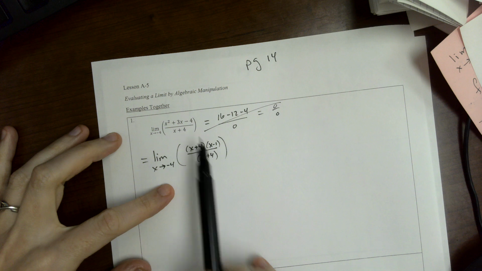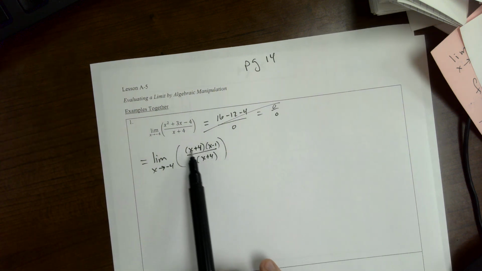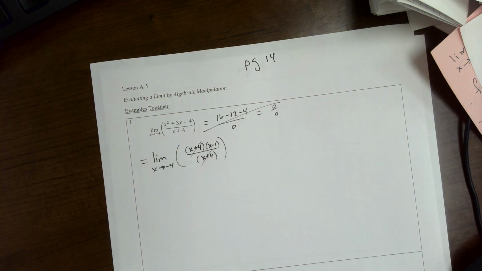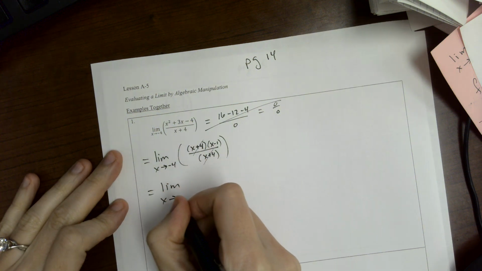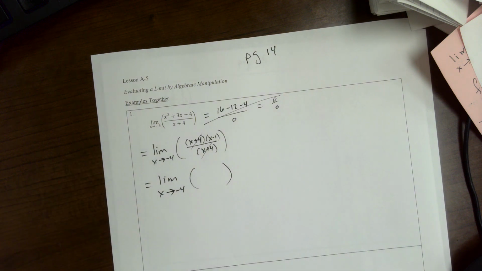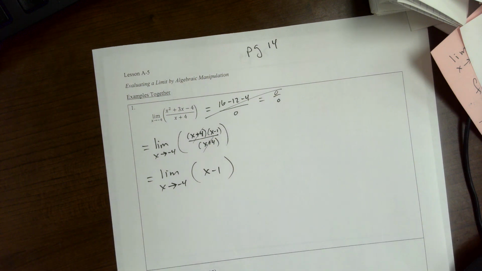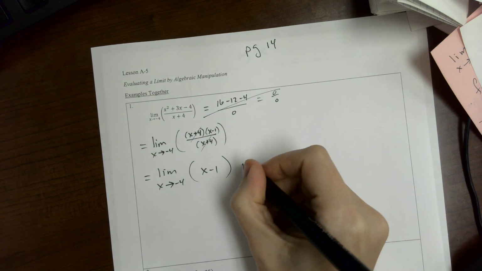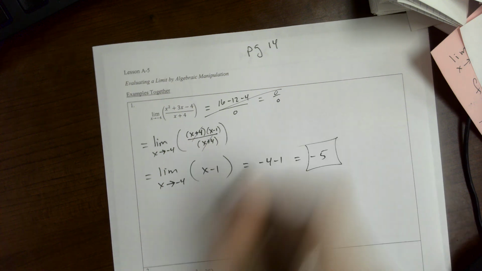And now you can see the secret factor on top that was making the top be 0 was this factor. And that's the same factor on the bottom that was giving us the problem. So those end up canceling. And then you have to keep writing the limit. I'll show you when. It's not until we direct substitute that we can drop it. So this becomes this. And now this is a situation where I could just plug the negative 4 in for x and I'll have no trouble. So negative 4 minus 1 is negative 5.